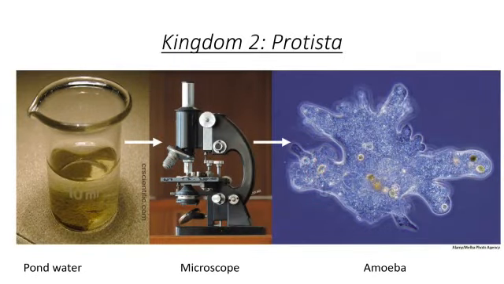Kingdom second, Protista. Activity: prepare a temporary mount of 1 drop of pond water on a glass slide. Observe it under low power and high power of microscope. You will find some motile microbes with irregular shape. These are amoebae. Now we will see the characteristics of Protista.